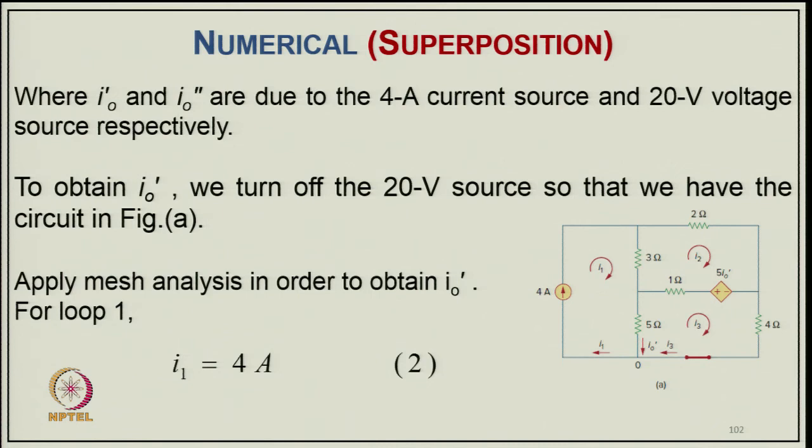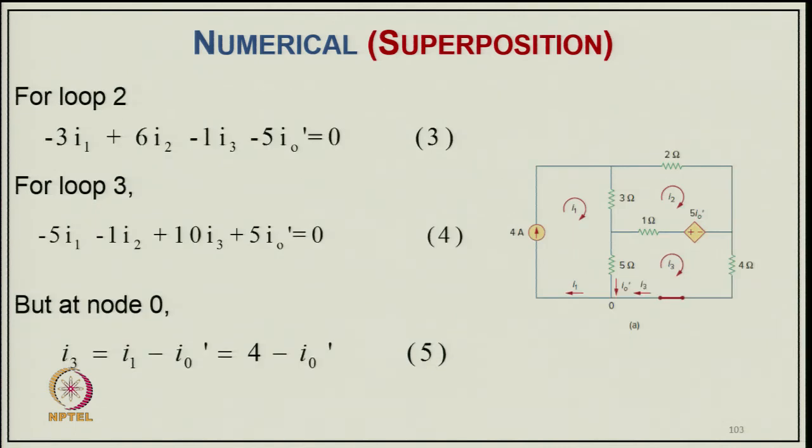Where I0 dash and I0 double dash are due to the 4 ampere current source and the 20 volt voltage source respectively. To obtain I0 dash, we first turn off the 20 volt source, so that we have the circuit shown here in figure 1a. Applying mesh analysis in this circuit, because here we remove that voltage source, I1 will be typically the 4 ampere current shown here.